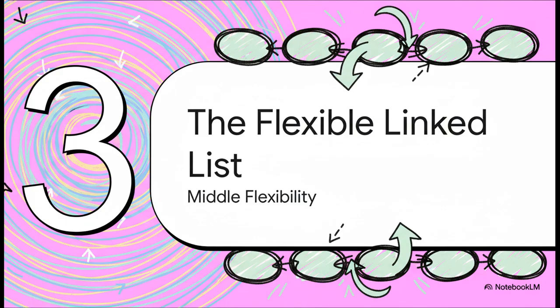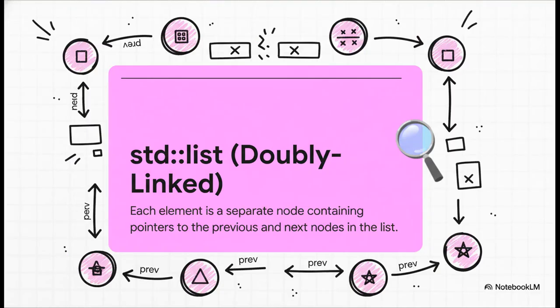Okay, so deque totally solved our front-of-the-line issue. But what if your bottleneck isn't at the ends at all? What if you need to be able to stick things in and pull things out from anywhere in the middle of your sequence and do it fast? For that, we need a totally different tool. And that tool is std::list.